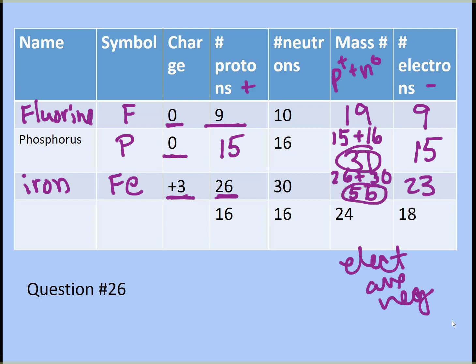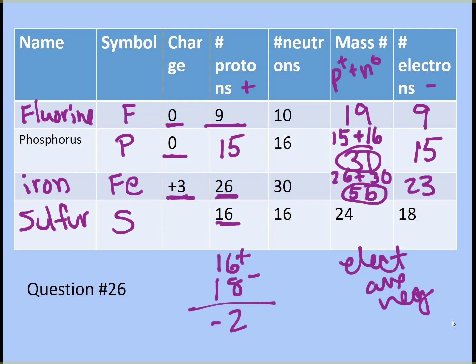Okay. And the last one, the number of protons is 16. Using the periodic table, that is sulfur. And it doesn't tell me the charge, but let's figure it out. So we have 16 positives, and we have 18 negatives. So that gives us, when you add it up, a charge of -2. So this is an anion, or a negative ion of a -2. And right above it is a cation, a positive ion. So go ahead and practice this in your homework.